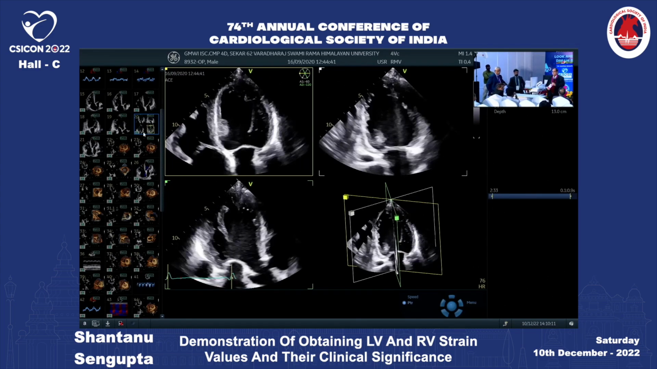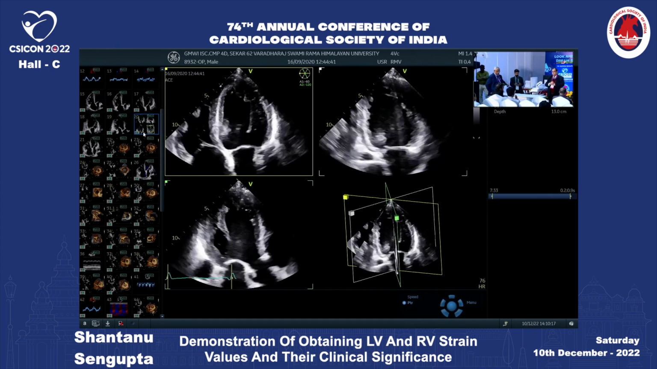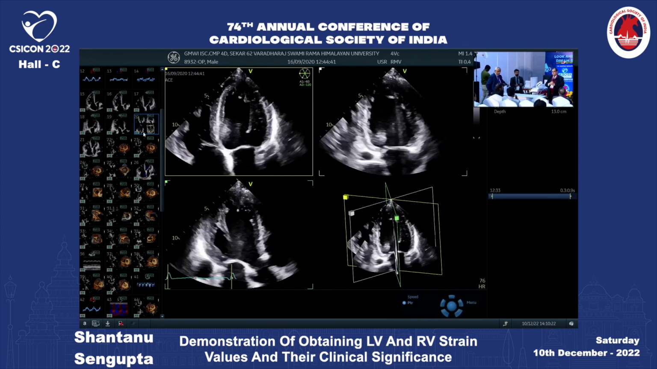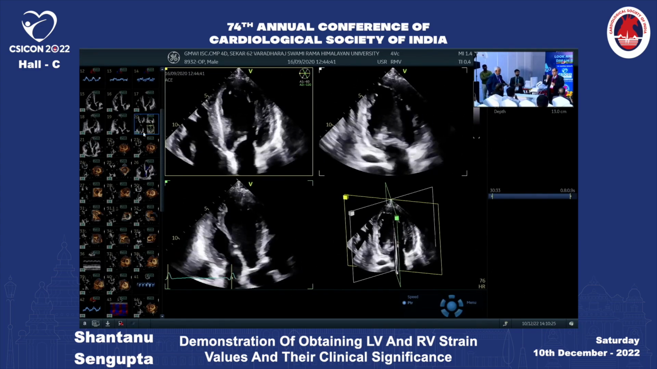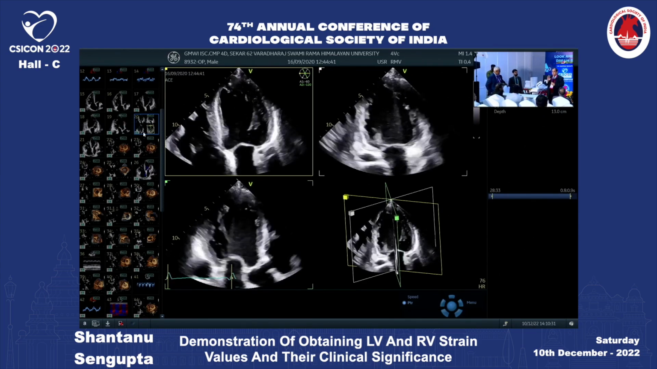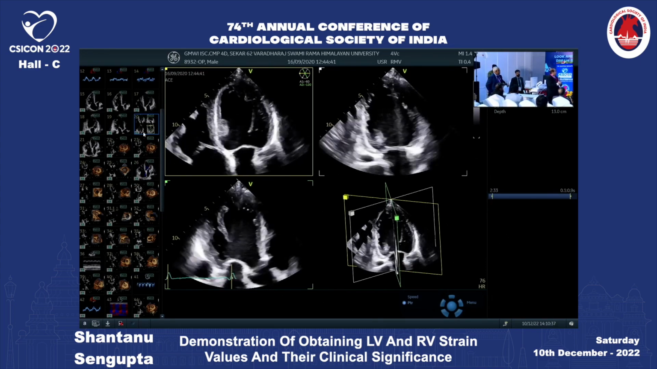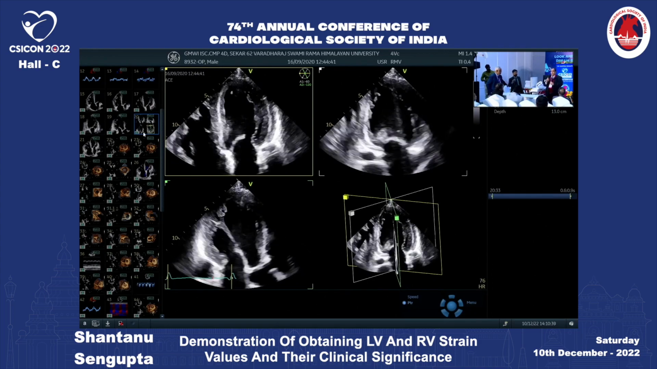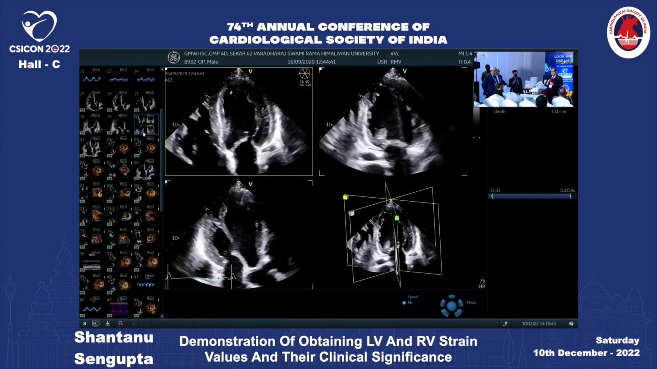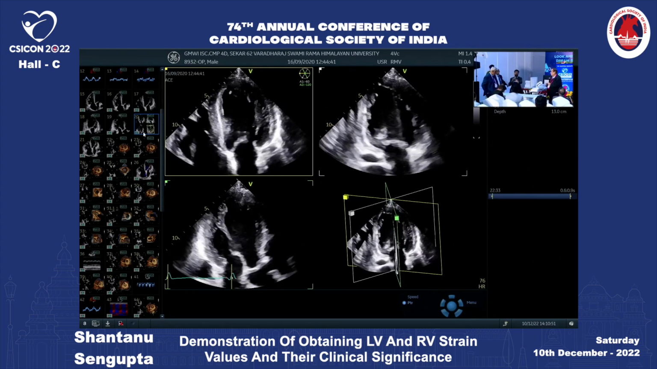Sir, as Shantanu correctly pointed out, in our case, if the E by E prime ratio is more than 14 or 15, that means he is going for HFpEF. If the same case has an LA strain done... How old is the patient? Around 62, sir. Have you looked at his mitral annular calcification? No, it is not present in this case, sir. That is another important problem. If the LA strain is around 18 in this case, I would definitely put him on chlorthalidone. It has therapeutic implications.